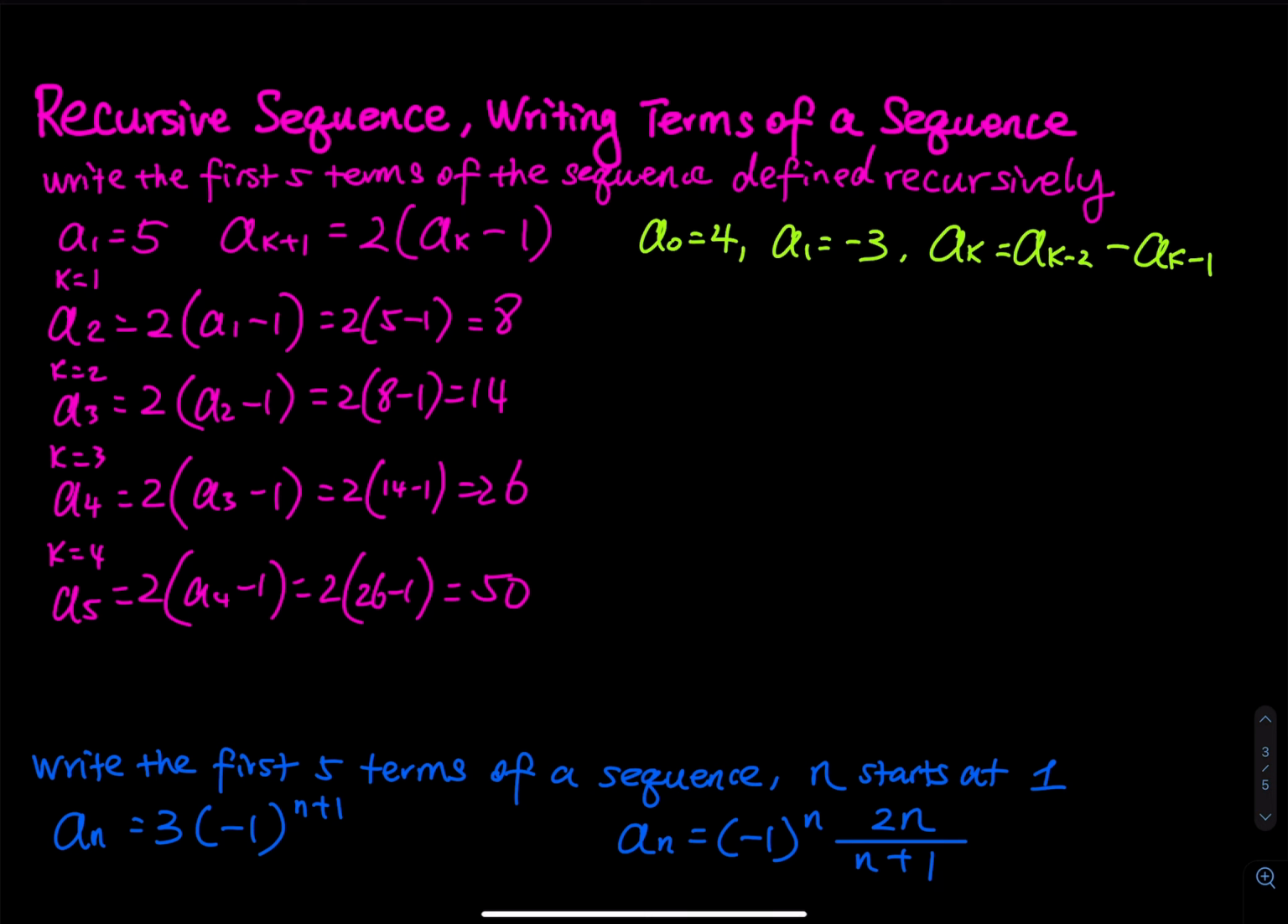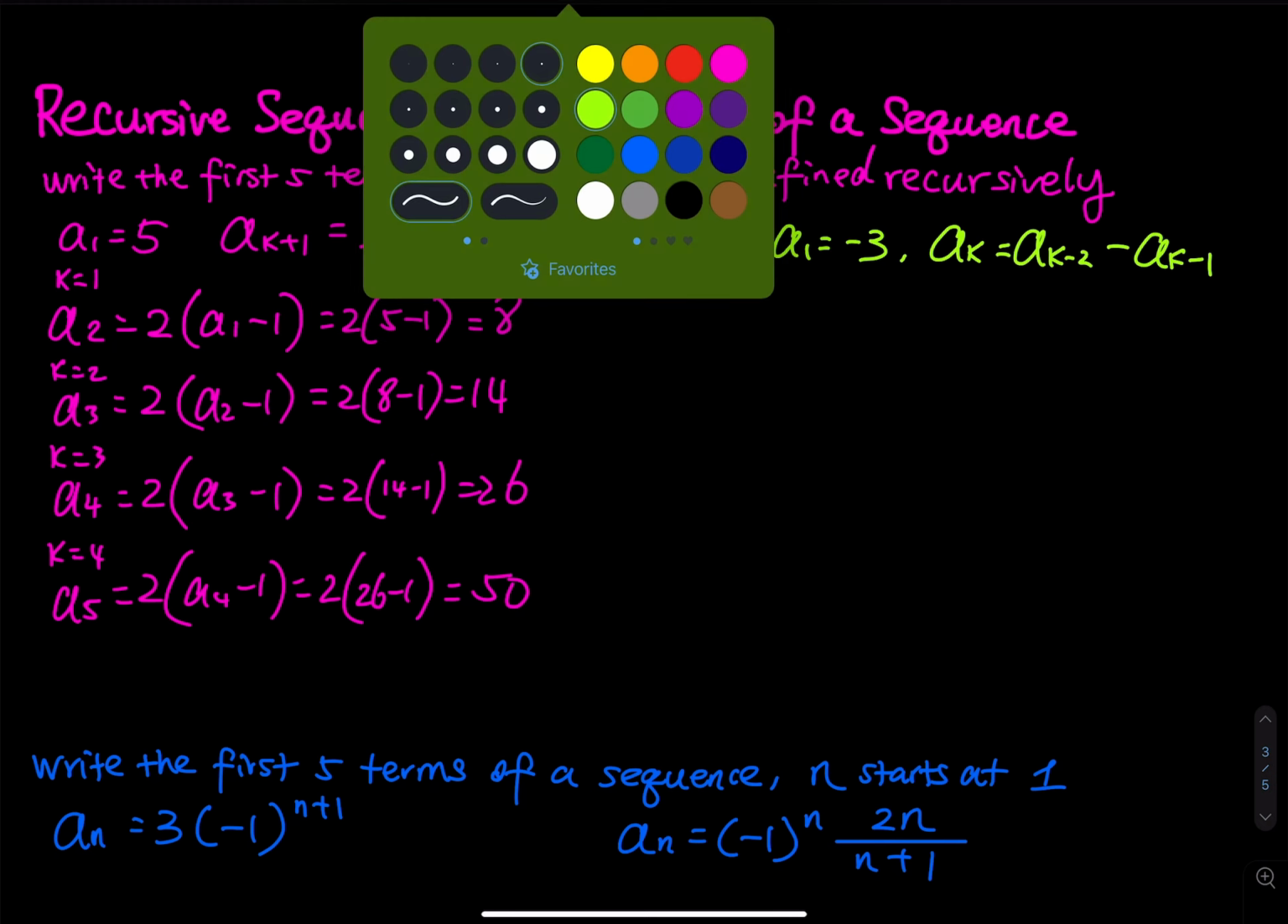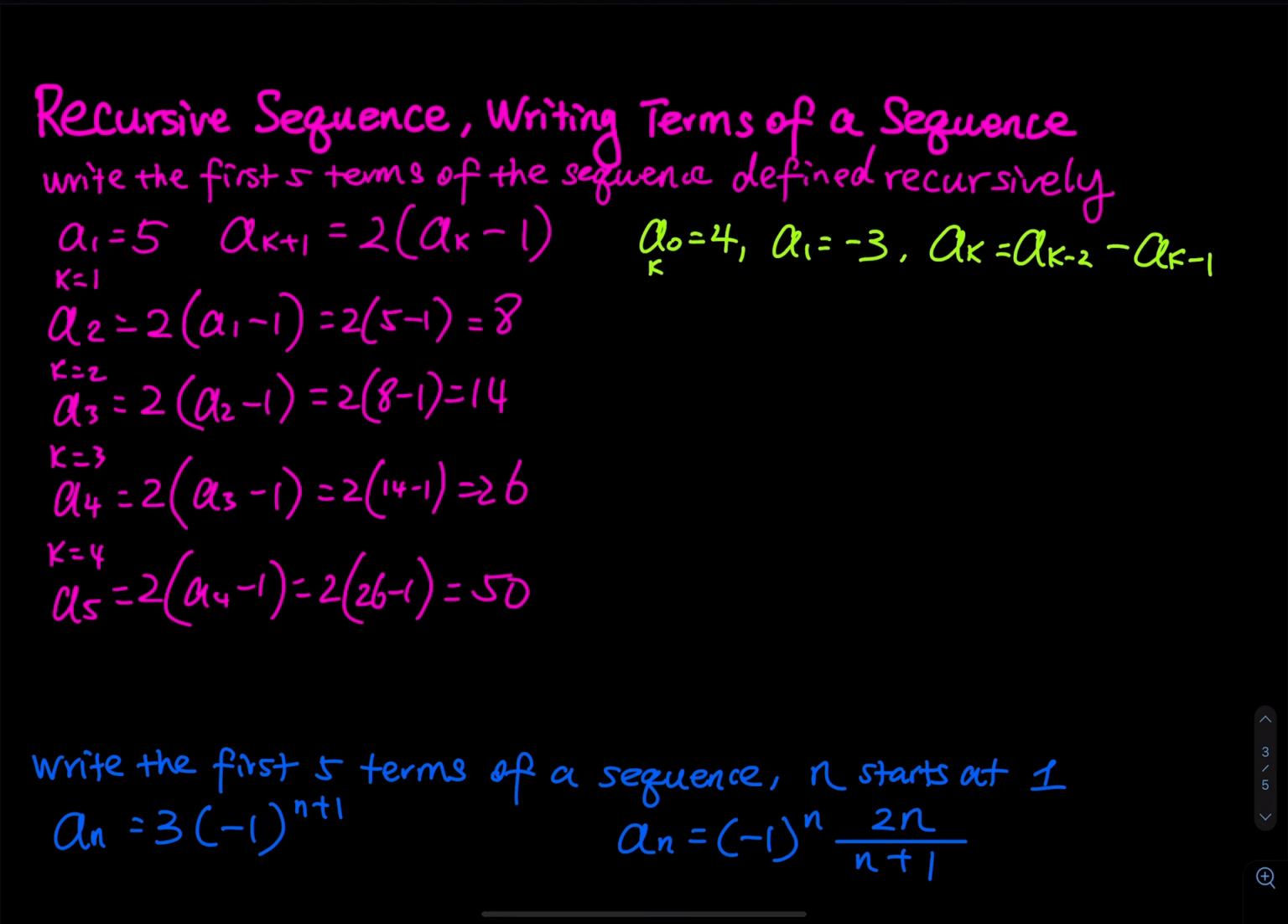And then how about the green problem? The green problem, we have the 0th term equal to 4, the first term equal to 3, and then the kth term is the difference of the previous 2 terms. All right? So let's match the color first. So this is k equals 0, right? So we have a0, a1.